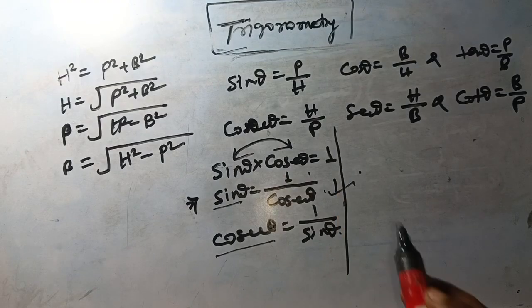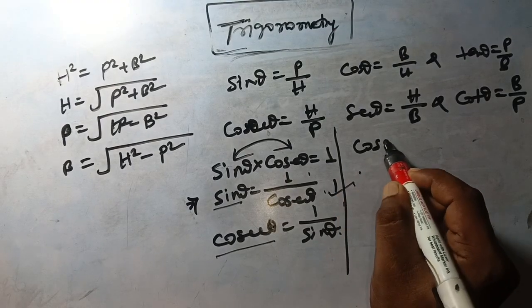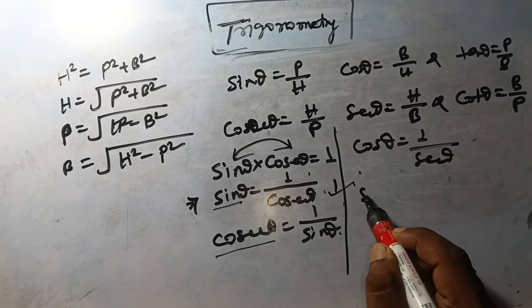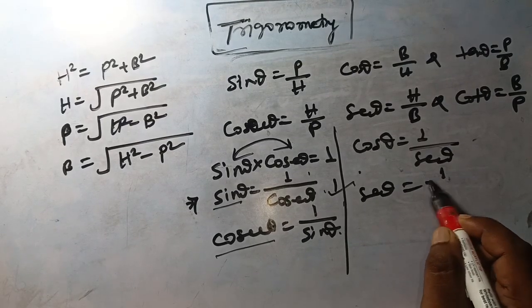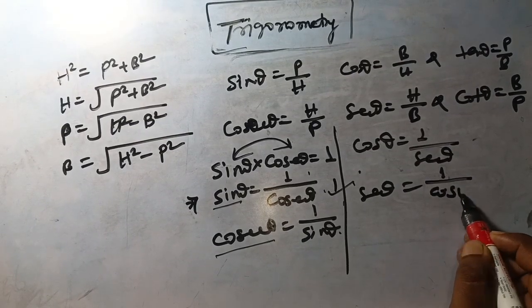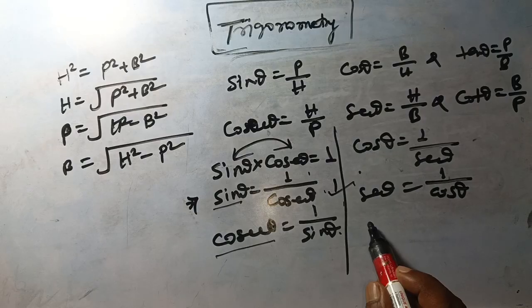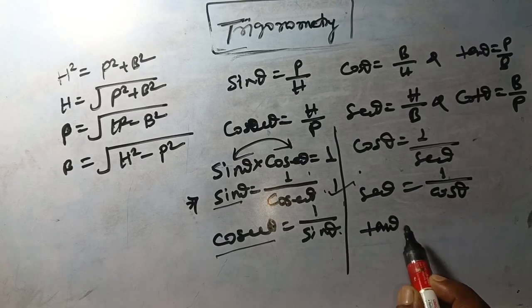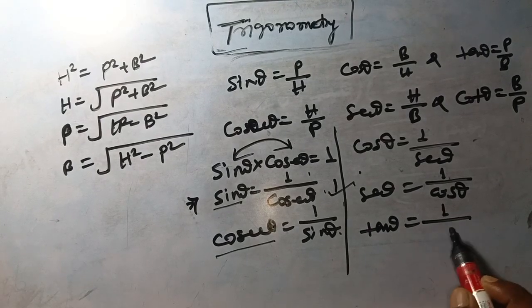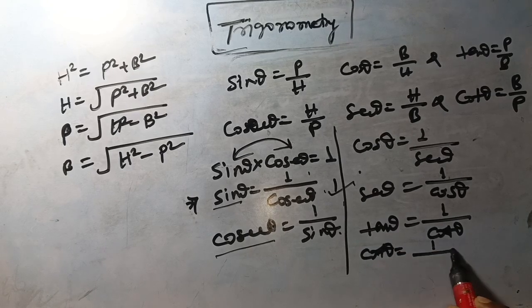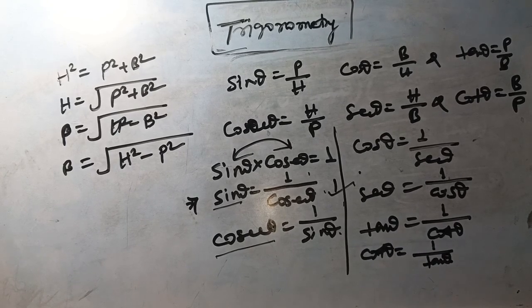Again, similarly, we can write cos theta as 1 upon sec theta, and sec theta is equal to 1 upon cos theta, and tan theta is equal to 1 upon cot theta, and cot theta is equal to 1 upon tan theta. So we can write in this way also.